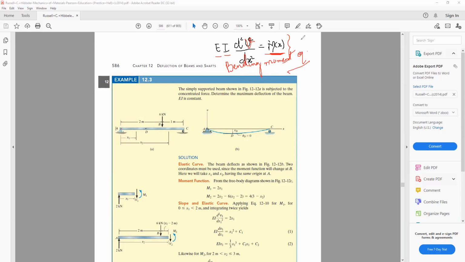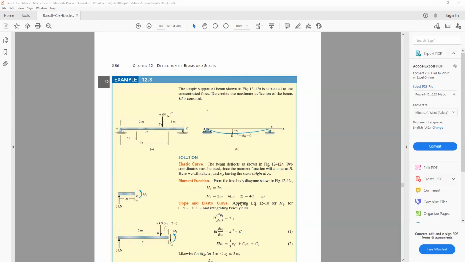Since this is unknown to us, this we have to find. We'll first of all find the value of M of x, how the bending moment varies inside this beam. If we are able to find the variation of bending moment inside the beam, we can apply this equation to find the value of ν. So what we will be doing is, if we look at the beam, we have to draw its bending moment diagram, or we have to find the bending moment equation.